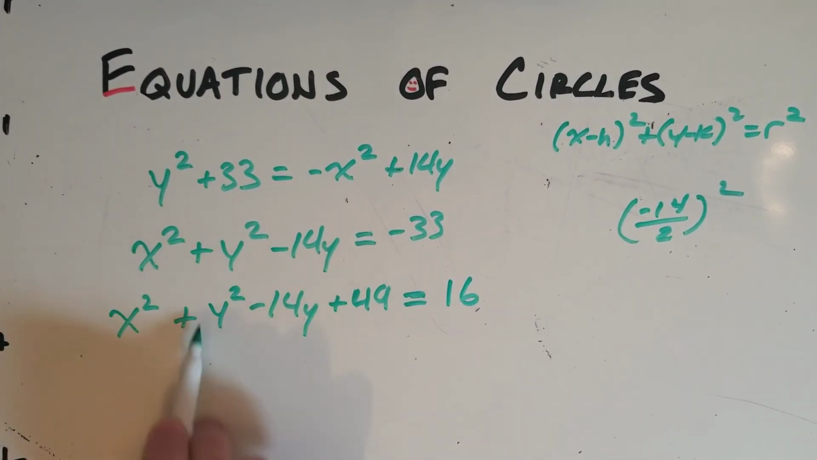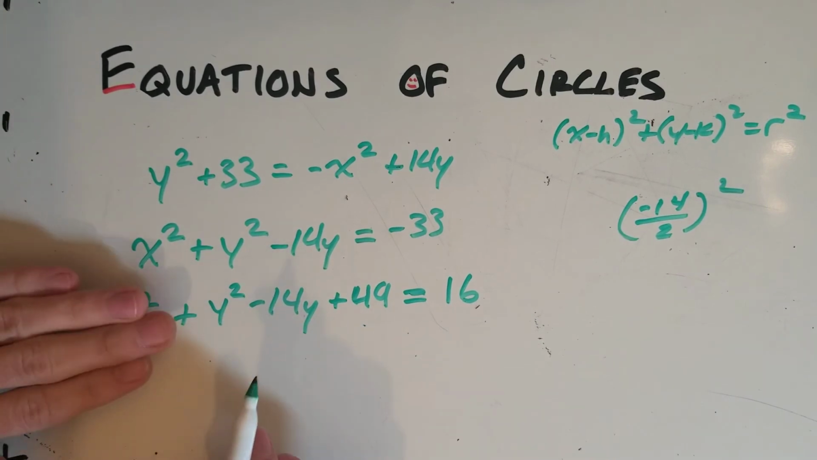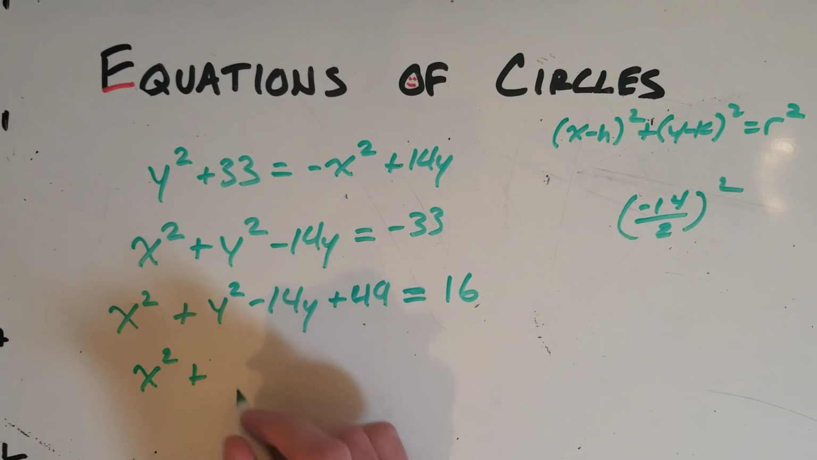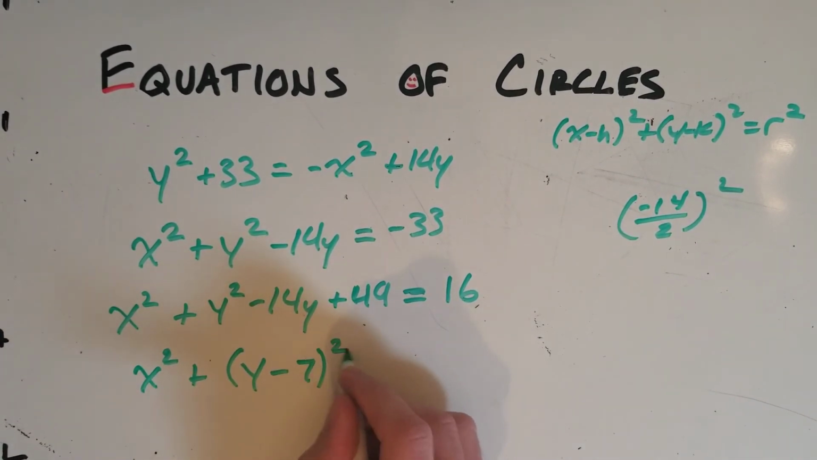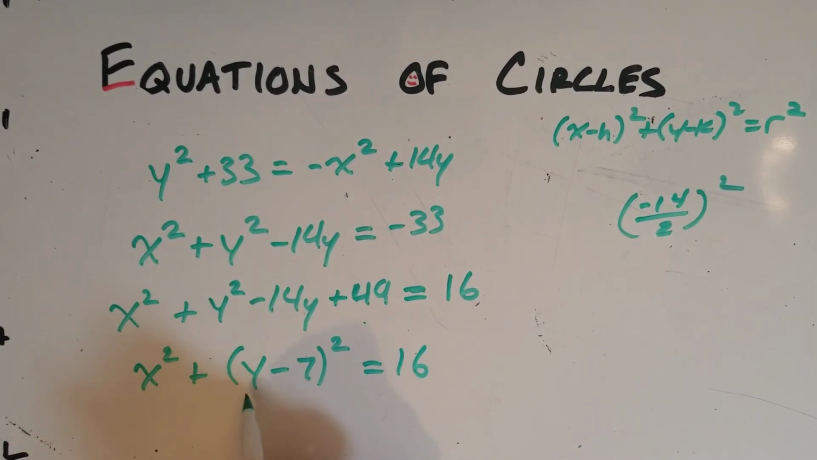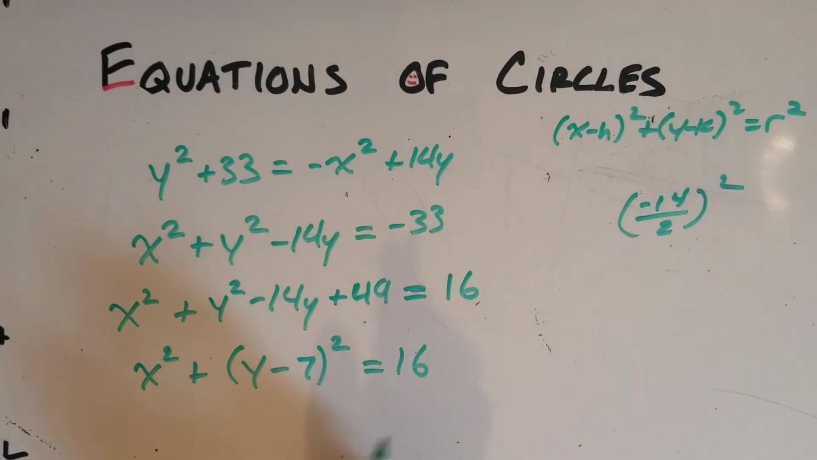The whole purpose of doing this, completing the square, is this little trinomial here, ignoring the x squared, we can represent as y minus 7 squared. And that would equal 16. You can go ahead and multiply this out if you want to, but you're going to find that it equals this. That's the whole purpose of completing the square.